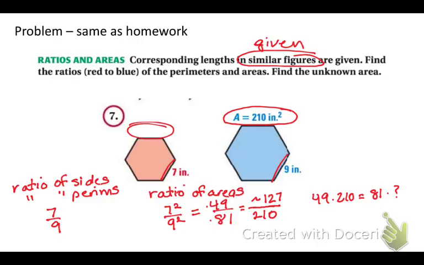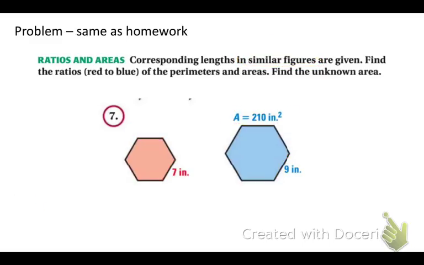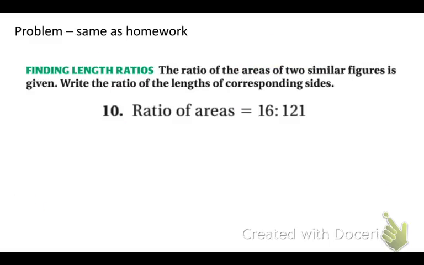So you can use this approximation of 127. I think it comes out to 127.005 or something like that. But you can approximate it at 127, and that's fine. So that's how we use that idea of ratios being equal in order to solve a problem. Let's look at one more problem, I think. Yes, finding length ratios.